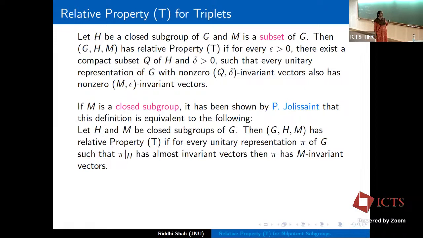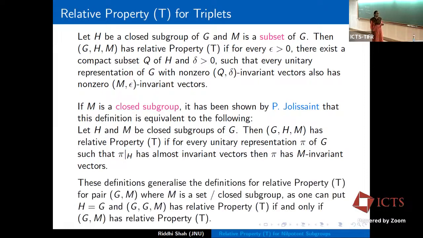So let H and M be closed subgroups of G, this is by Paul Jolissaint. Then (G, H, M) has relative property T if for every unitary representation pi of G such that pi restricted to H has almost invariant vectors, then pi has an M-invariant vector. So you see, this is more general than just relative property T, because you expect almost invariant vectors not for G but for H, which is just any subgroup. And M is also not a subgroup of H. M is any other subgroup. But that is where dynamics plays a role.